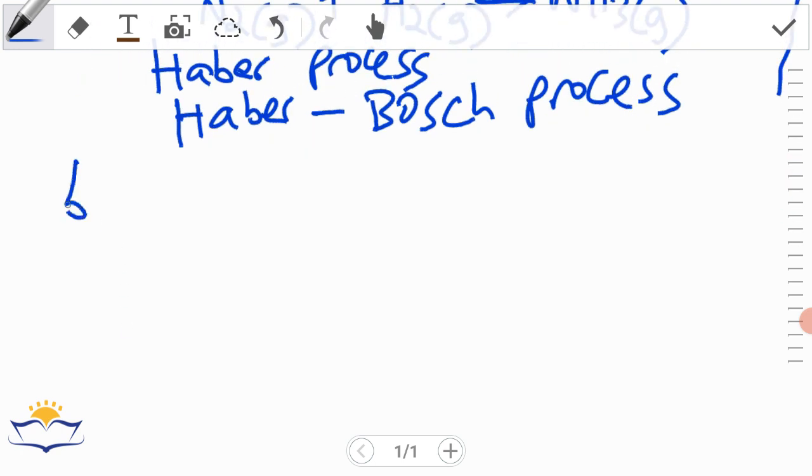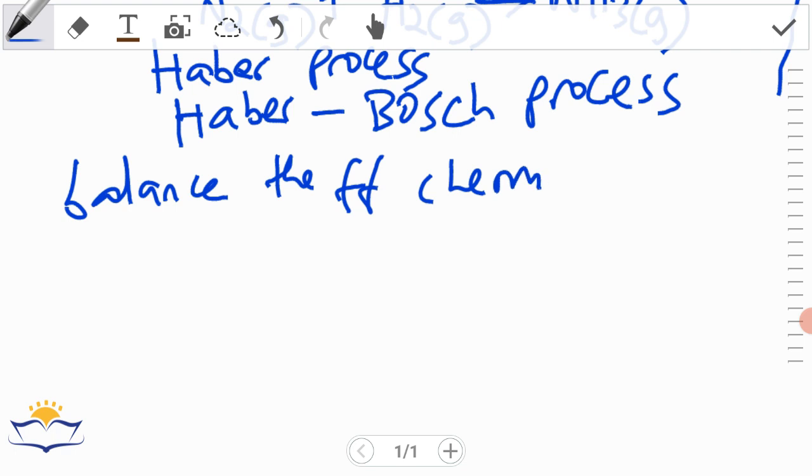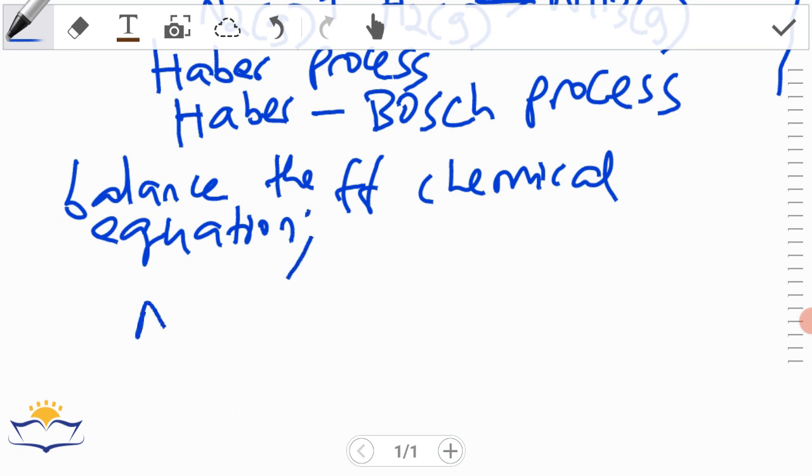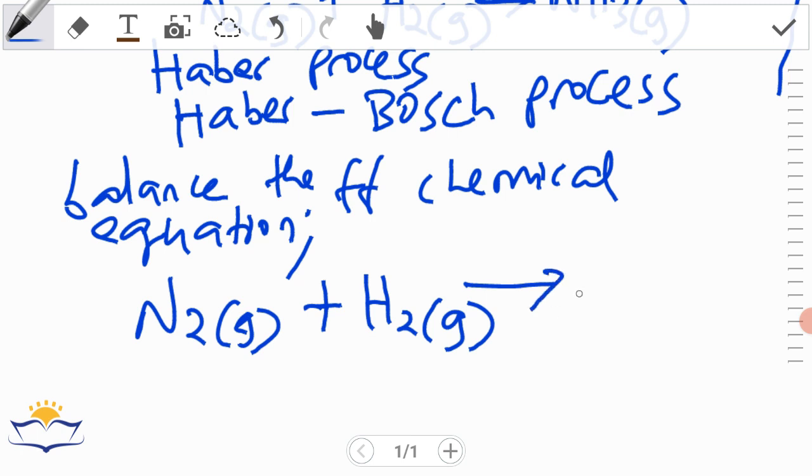So the question would be: balance the following chemical equation. N2 gas plus H2 gas to form ammonia gas. As it is, it is not balanced. So how do you balance it?